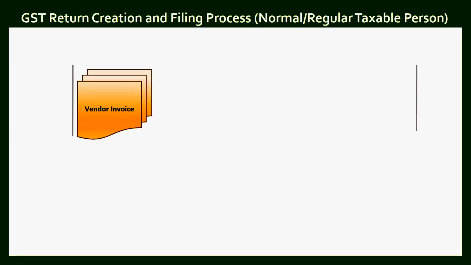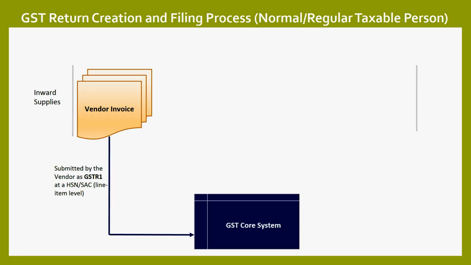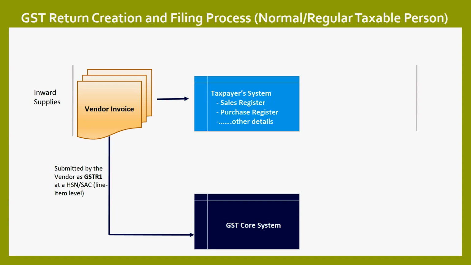The first and foremost thing is that the vendor invoices will be issued to the taxpayer, and these will be the inward supplies for the taxpayer. The vendor will submit these invoices via GSTR1 at HS and SAC level, and these will be submitted to the GST core system. Simultaneously, the vendor will also issue this invoice to the taxpayer. So the taxpayer will record this invoice in his purchase register. So friends, this vendor invoice will be recorded in the purchase register.